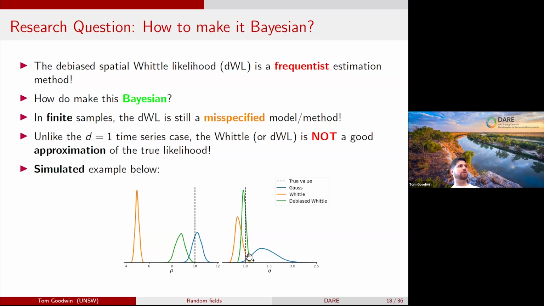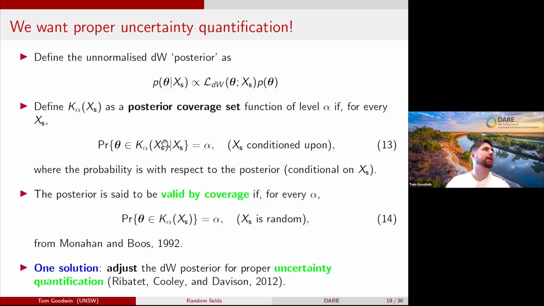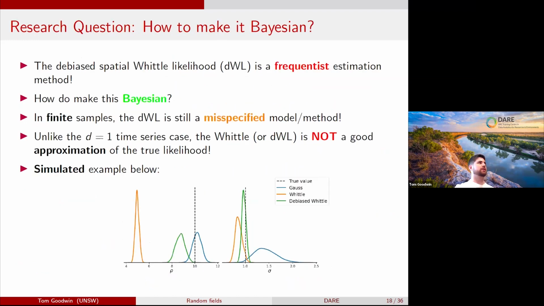It's not straightforward how to make this Bayesian, right? Because that's what we want. That's the research question. Essentially, what we want is proper uncertainty quantification, and at its heart, that's what Bayesian inference is. It's about finding the uncertainty of the parameters or of the model, given the data you've observed.